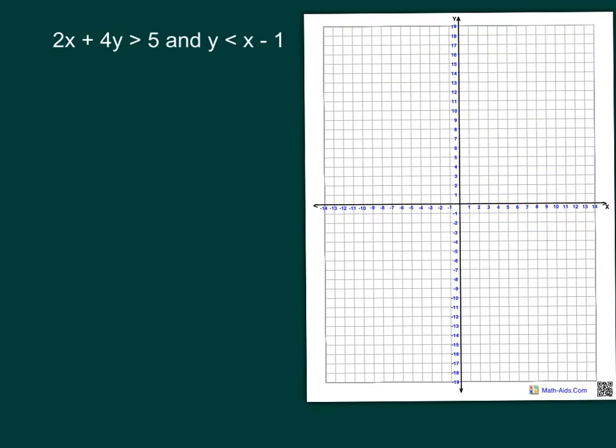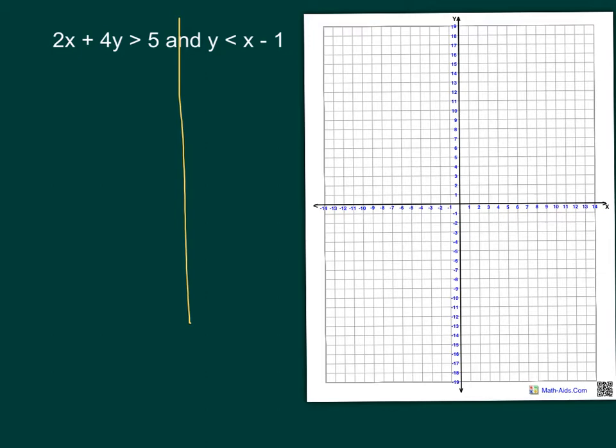Now I want to take a minute and look at a compound inequality. We talked about compound inequalities in your last section. Now we're going to talk about compound inequalities in two variables. What we've got here actually is two separate equations. Both of them need to be graphed. Both of them need to be shaded. The question is, where's our answer?